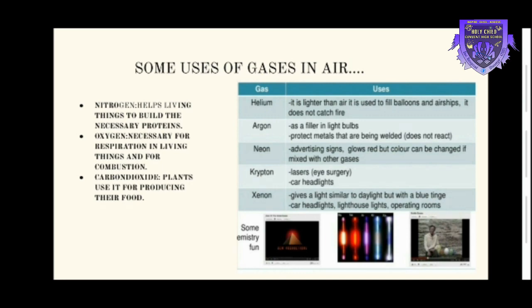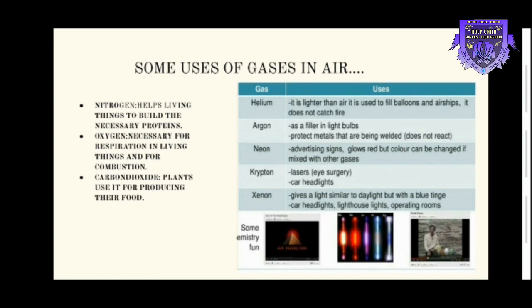Nitrogen. Nitrogen helps living things to build the necessary proteins. It is useful in the production of ammonia and in airtight packaging of foodstuffs. Oxygen. Oxygen is necessary for respiration in living things. Next, carbon dioxide. Carbon dioxide is useful for plants for producing their food. It is also used in fire extinguishers.